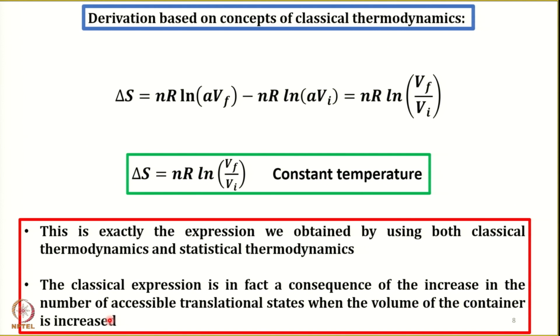Look at this comment very carefully. The classical expression is in fact a consequence of the increase in the number of accessible translational states when the volume of the container is increased. What it means is that you consider gas contained in a certain volume container. Now you let the gas expand. The volume is expanding. That means your dimensions A, B, C, or length of the container, are all going up, right? Even if you consider one dimension, if you are expanding like this, then the length of the container is increasing. What is the effect of the change in length of the container on the number of accessible translational states? That is what we need to consider. We will look at that.